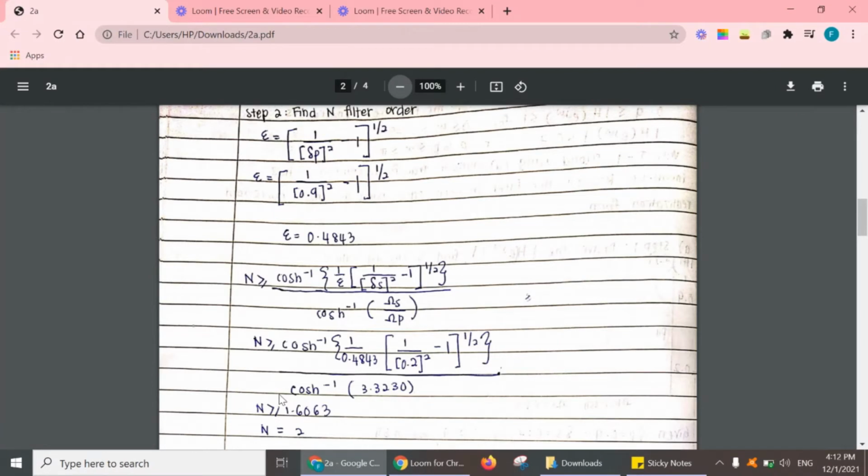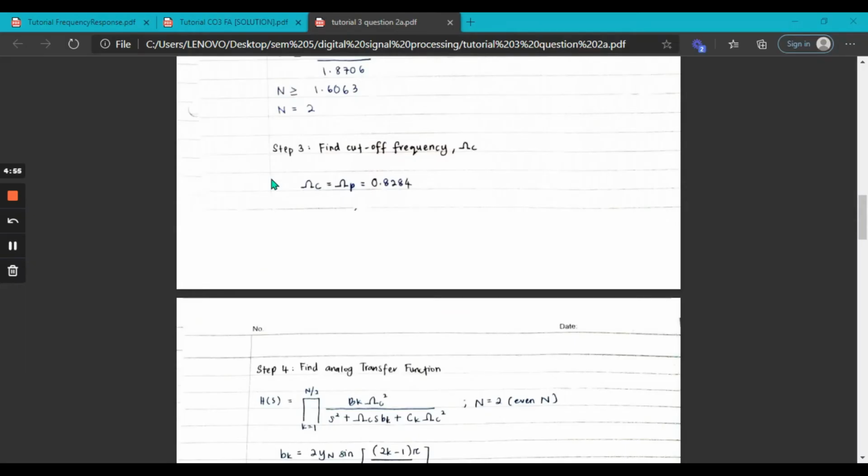For step 2, find the filter order. We will use this formula and substitute the values inside the formula and get N greater than or equal to 1.6063. N is equal to 2. I will present step 3 and step 4.